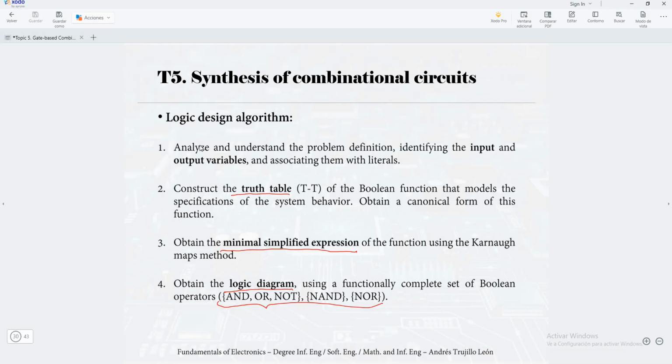The first step, analyze and understand the problem definition, identifying the input and the output variables of our system.